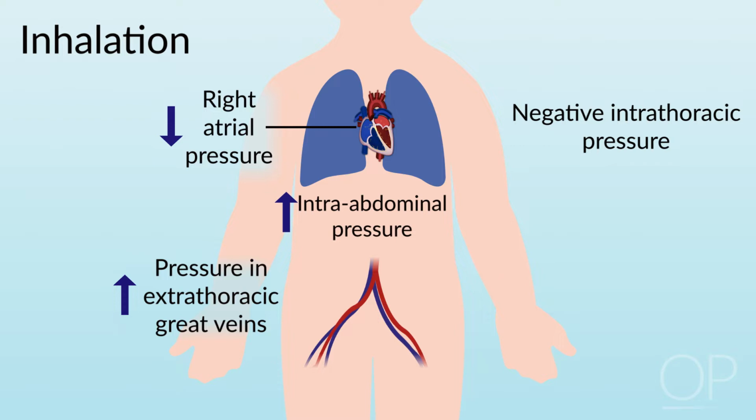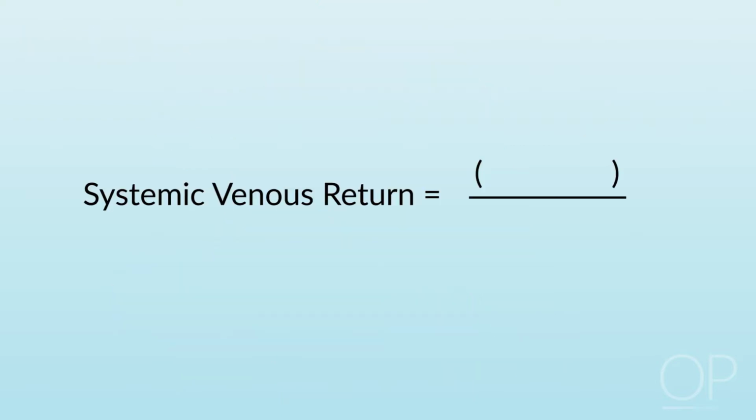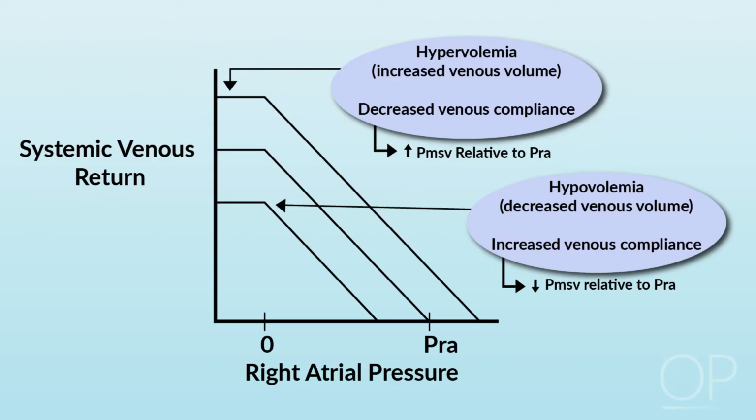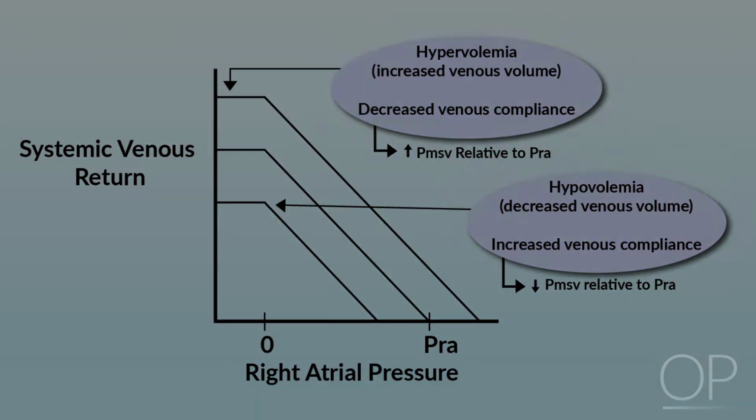We can also say this in a different way. Systemic venous return is the mean systemic venous pressure minus the right atrial pressure over the resistance in the systemic veins. For those of you who prefer graphs, this might be more logical. The idea still is that flow is driving pressure over resistance. The question becomes, though, when we introduce positive pressure ventilation, how do these changes happen?